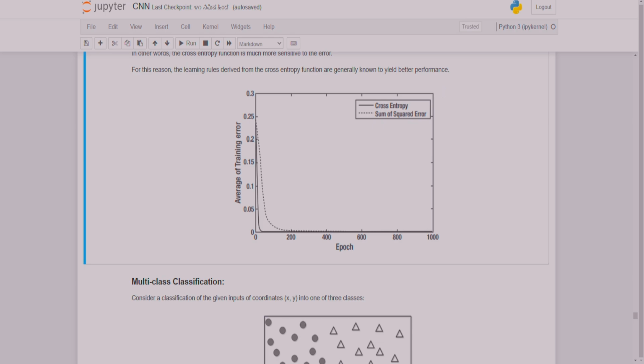So that's about the various types of cost functions. Do we have any doubts about what we have discussed today? Yes, sure, please.